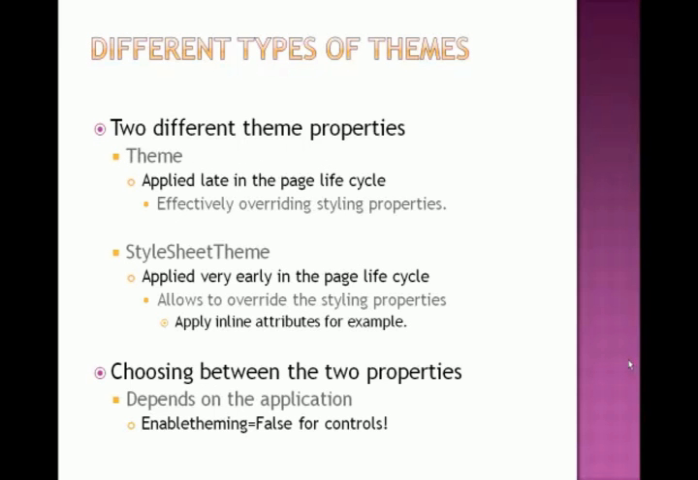There are two different types of themes, as I discussed last week: an ASP.NET theme property and an ASP.NET style sheet theme property. Both of these properties use the same themes that we define in the app_themes folder. The theme property and style sheet theme property actually look very similar, but in runtime their behaviors are very much different. The style sheet theme property is applied very early in the page's lifecycle.